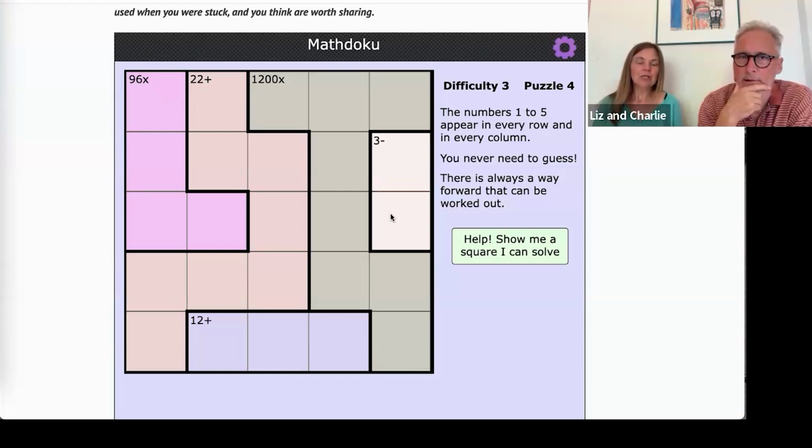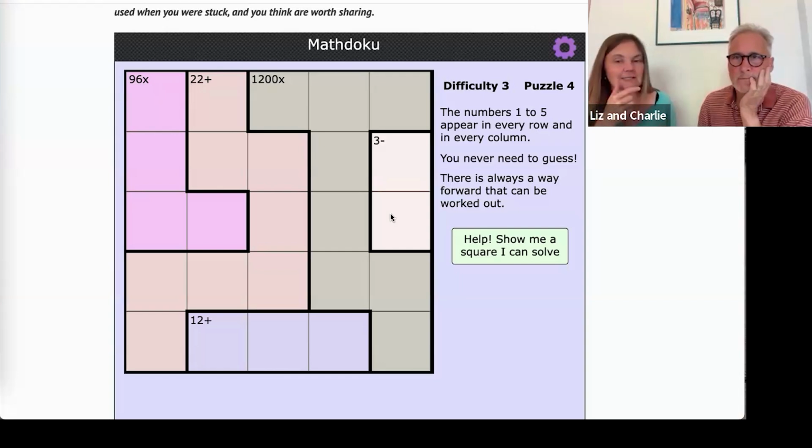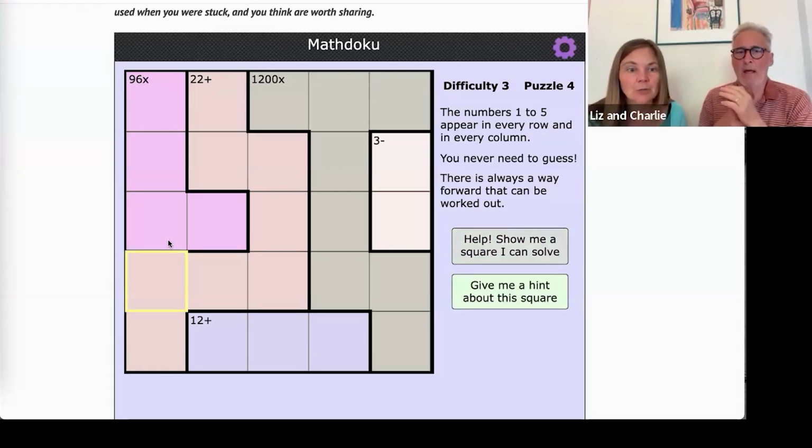So in this scenario, rather than offering a route through the problem in the same way that we have with the product Sudoku, we're doing it slightly differently. It's sort of another layer, I guess, isn't it, Charlie? So if I'm looking at this and I'm thinking, oh my goodness me, I don't even know where to start, the interactivity allows me to click help. Show me a square I can solve. So hopefully you have seen that this square here has come up with a yellow border around it.